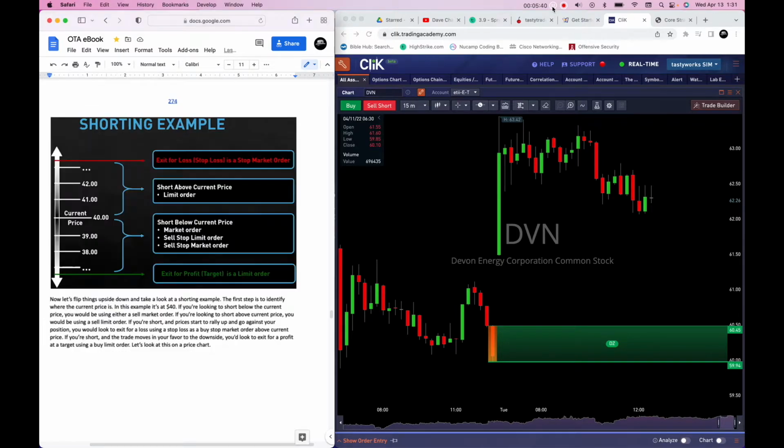Now let's flip things upside down and take a look at a shorting example. The first step is to identify where the current price is. In this example, it's at $40.